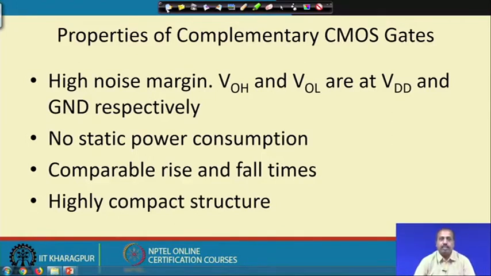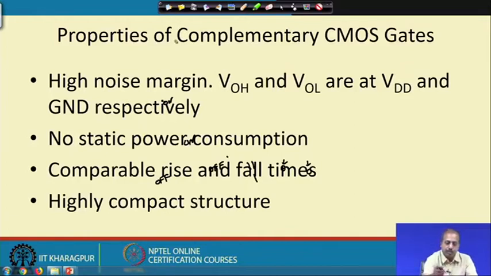Comparable rise and fall time. Rise time means that if your input changes from say 0 to 1, how much time the output takes to rise from 0 to 1. So, that is the rise time. Similarly, fall time means when the input makes a change and the output should go from 1 to 0, how much time it takes to go from 1 to 0. So, these times are pretty small in case of CMOS gates. So, that is also one of the important features, and highly compact structure. You can make it in less silicon area. So, you can put a large number of CMOS gates, which makes it area efficient.